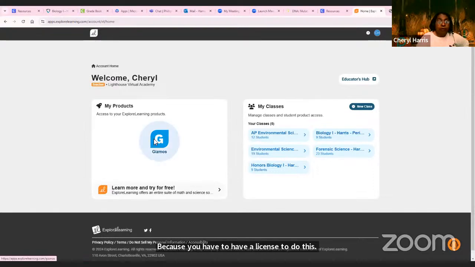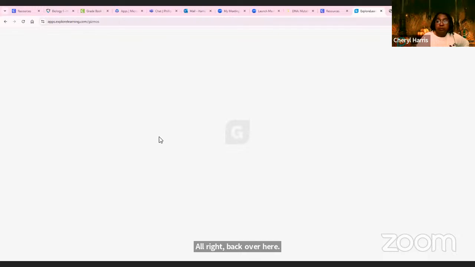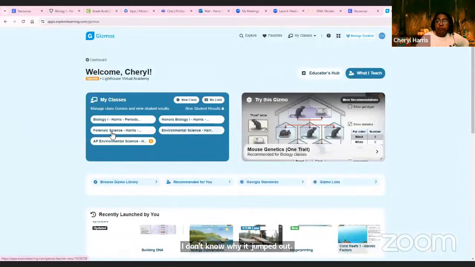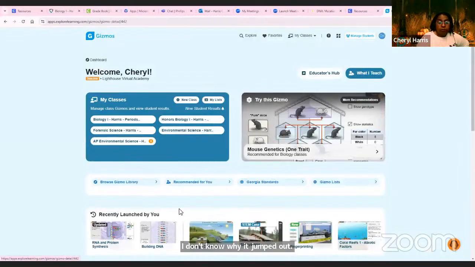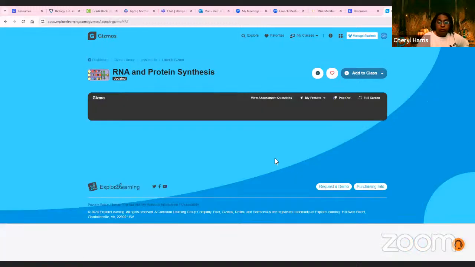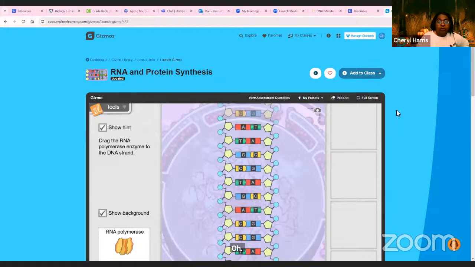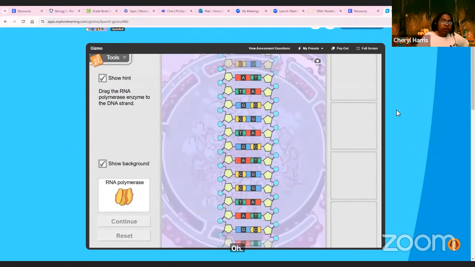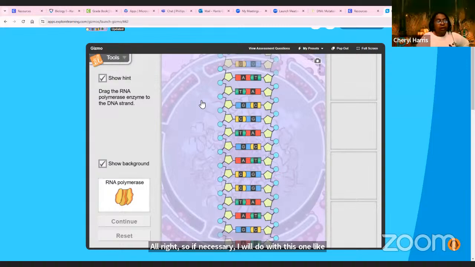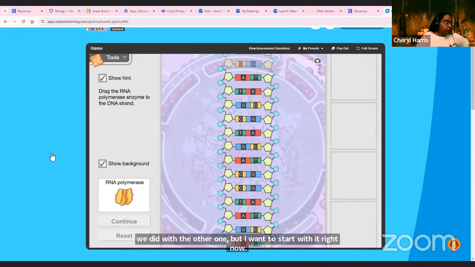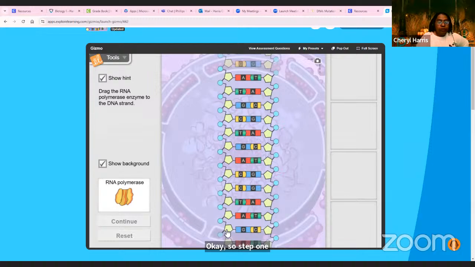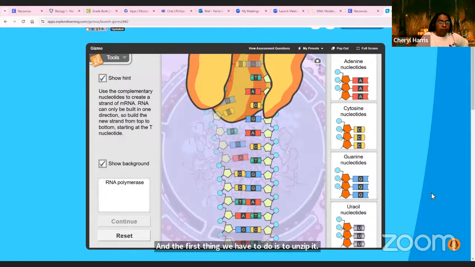All right, back over here. If necessary, I will do with this one like we did with the other one, but I want to start with it right now. Okay, so step 1, this is our DNA, and the first thing we have to do is to unzip it. So we're going to drag that over there, and we're going to unzip this DNA.